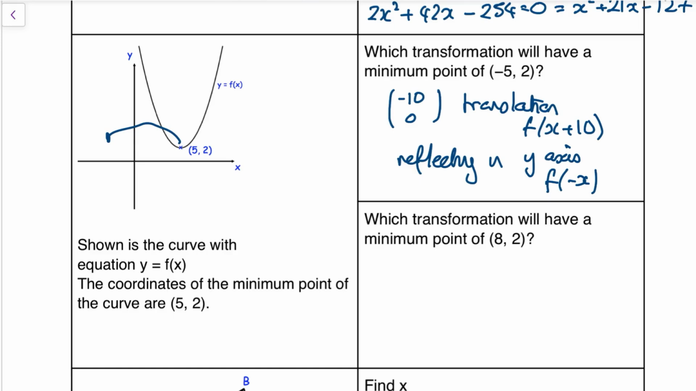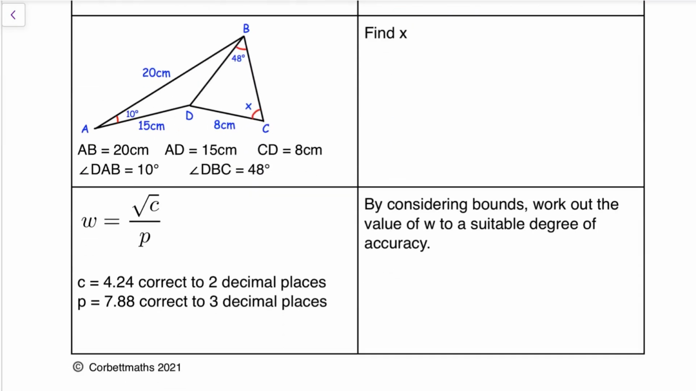Next question, which of these transformations will have a minimum point of 8, 2? Which is very similar to one we've just done, isn't it? So I'm moving across by 3, and I'm not changing the y values, so therefore it is going to be f of x. I'm adding 3, so inside the brackets I put minus 3. So f of x minus 3. Okay, happy with that one.